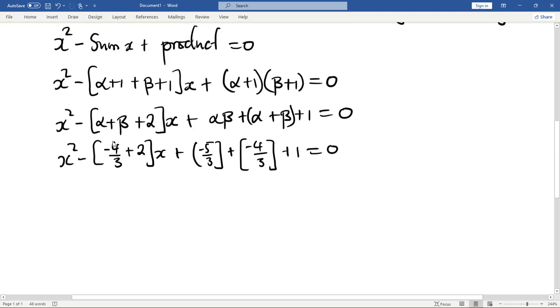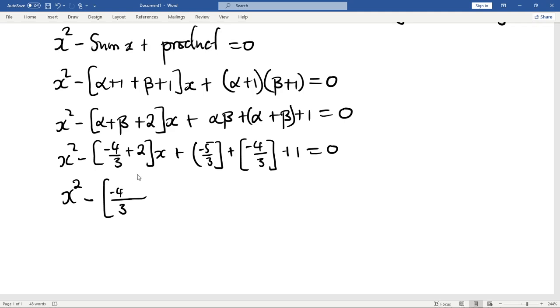Okay, we make this a single fraction here. We're going to have x squared minus, open brackets, our common denominator here is going to be 3 here. So 3 into 3, 1 by negative 4, we get negative 4. Then 1 into 3, we get 3 times 2, we get plus 6 here. We have an x here, plus. So this side here, this is supposed to be minus 5 over 3 minus 4 over 3 plus 1 equal to 0 here.